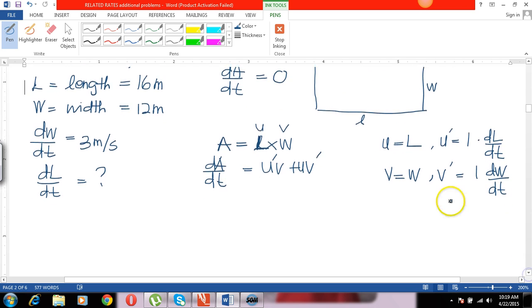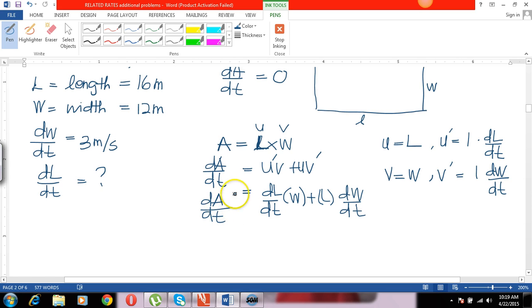Okay, so U prime V plus UV prime. U prime equals 1 times another variable, dl over dt, times V. V is W plus U. U is L times V prime. V prime is dW over dt. Right? So this is the formula for differentiation of A. This is the differentiation of A formula.